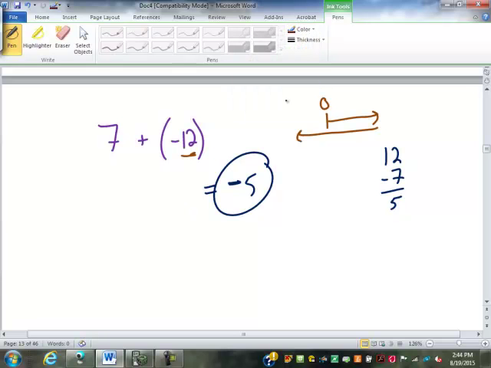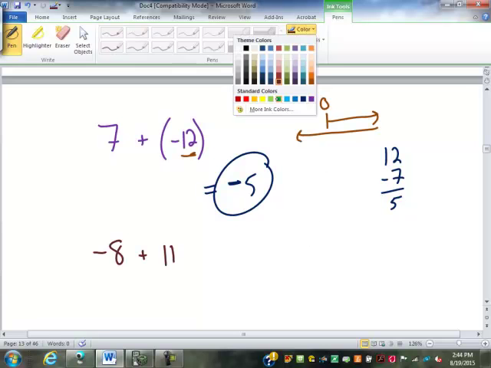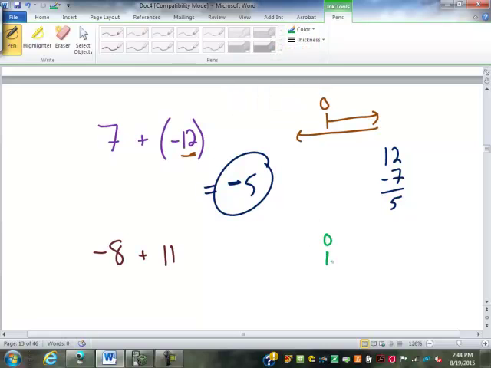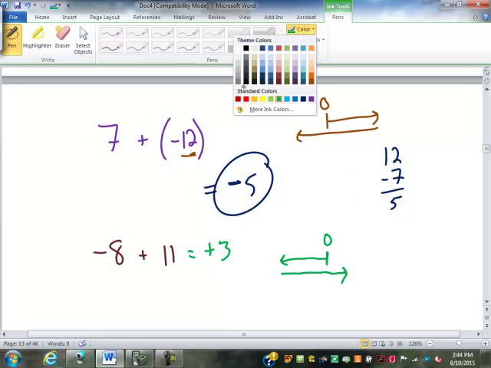Or I might have -8 plus 11. So my picture is going to be, here's 0. Which way does -8 go? To the left, negative. Does 11 go the same direction or the opposite direction? Opposite. Longer or shorter? It's longer, so it goes past 0. So that tells me that answer is going to be on the positive side, and it's the difference in length between 11 and 8, which is 3.